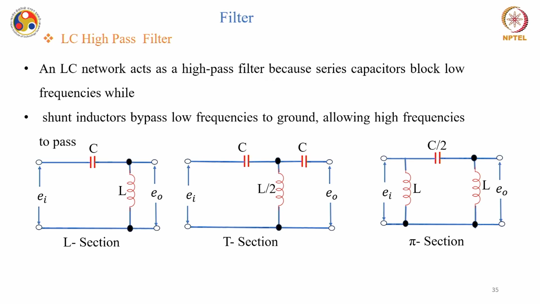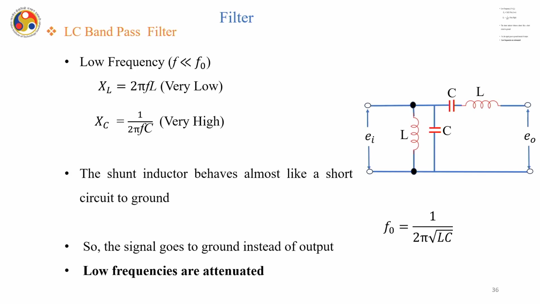Similarly, you can use an LC circuit to design high pass filters. This kind of LC network acts as a high pass filter because the series capacitance blocks low frequency while the shunt inductance bypasses low frequency to ground, allowing high frequency to pass. So this is a typical LC band pass filter.